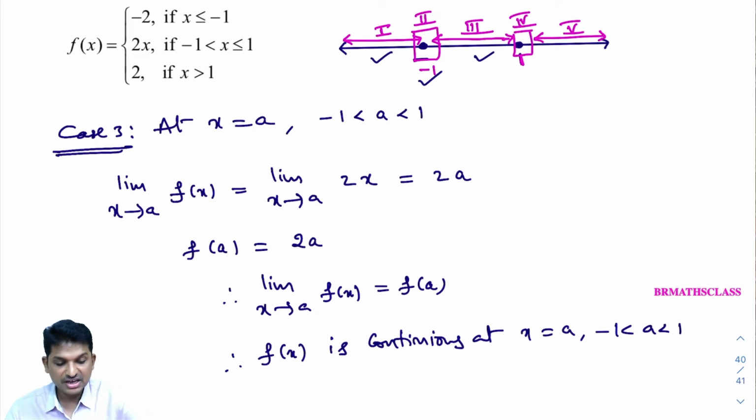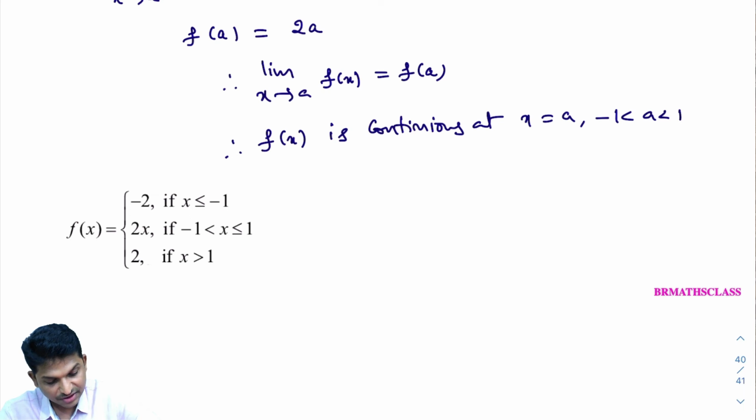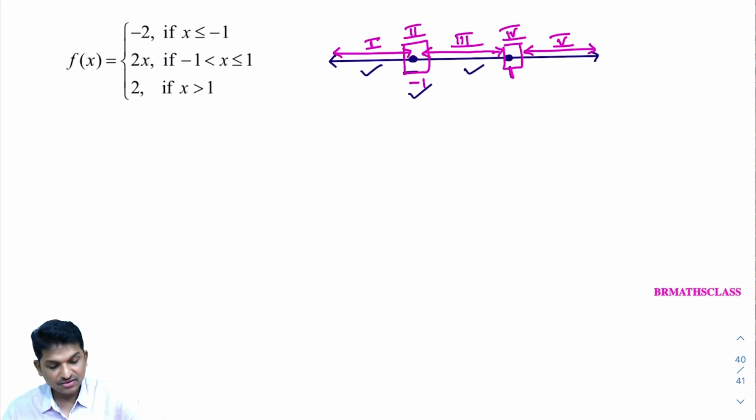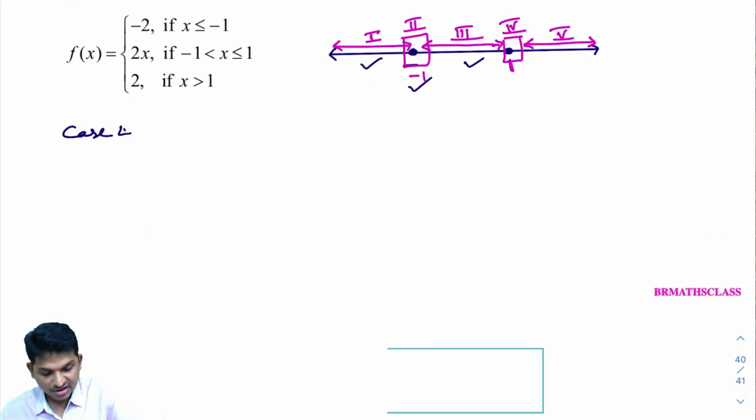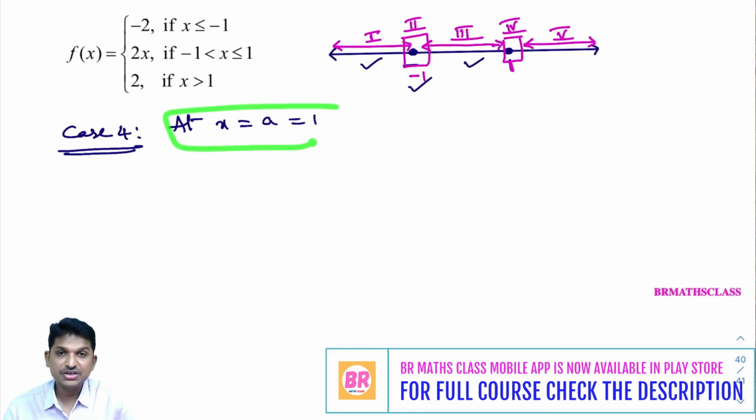Okay. Now case 4. I'll check the continuity of the function at x equal to 1. I'll take this function along with us. I am checking the continuity at 1. Okay. This is case 4. At x equal to a, what is a value here? A value is 1. What I need to check? I need to check the continuity of the function at x equal to 1.